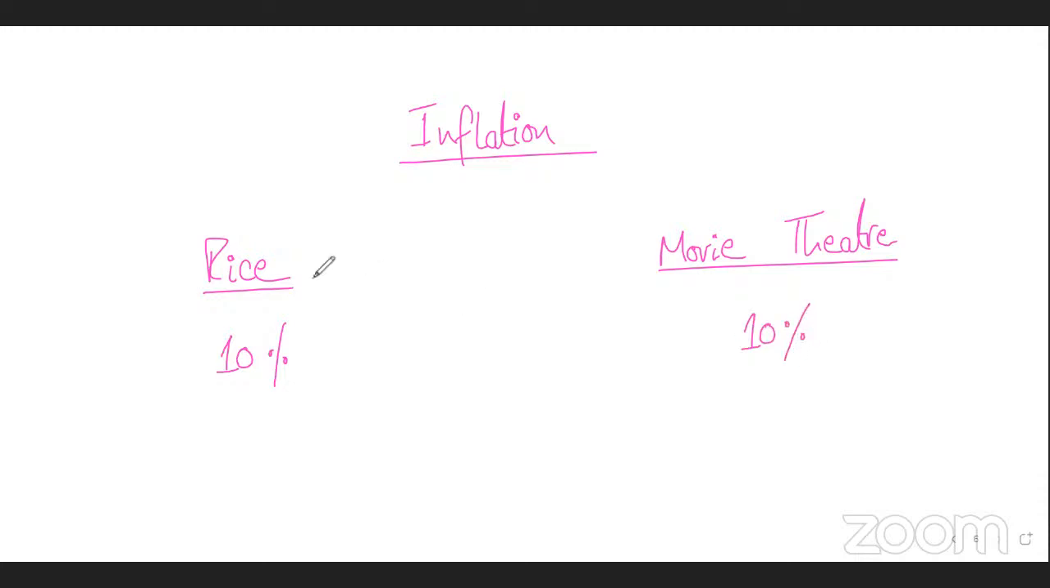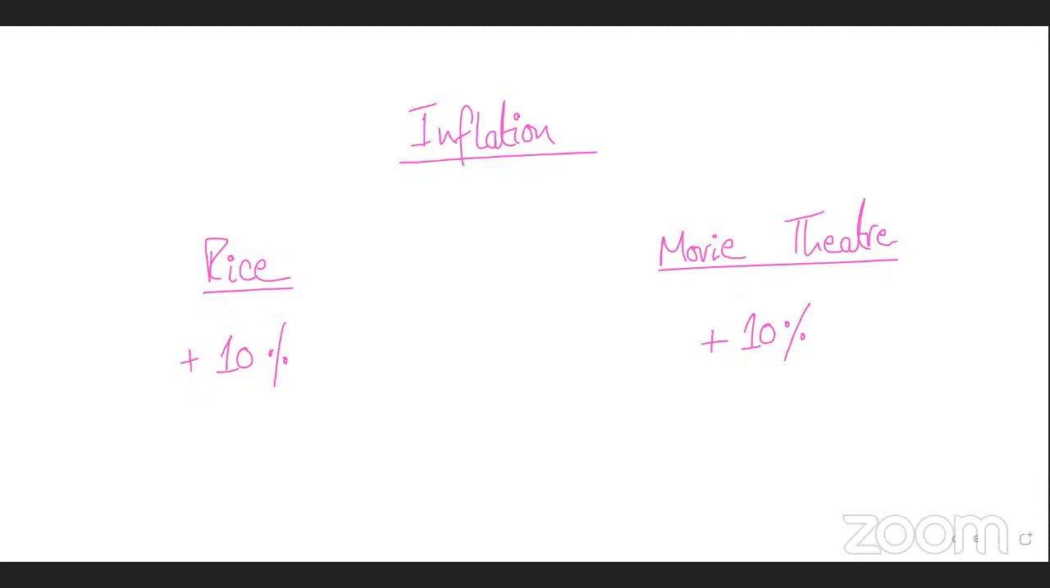So this is a positive 10% increase in the price of rice and a positive 10% increase, positive is just showing that it's an increase, nothing else, right? So if prices of rice increase by 10% and price of movie theaters increase by 10%, which of the two products do you expect a greater decrease in demand? If the price of rice and the price of movie theaters are both increasing by 10%, for which of the two will you expect a greater decrease in demand?